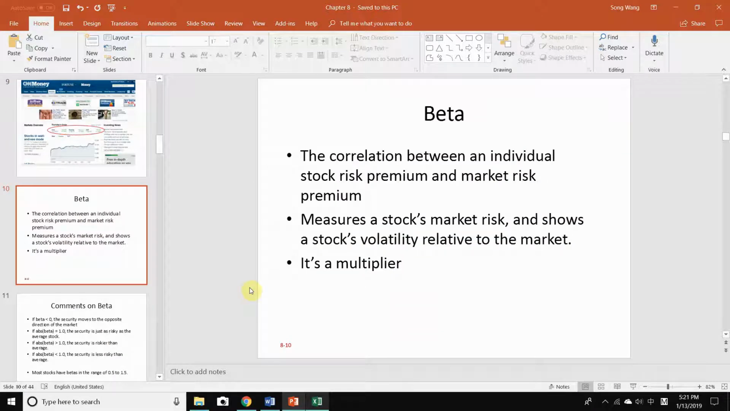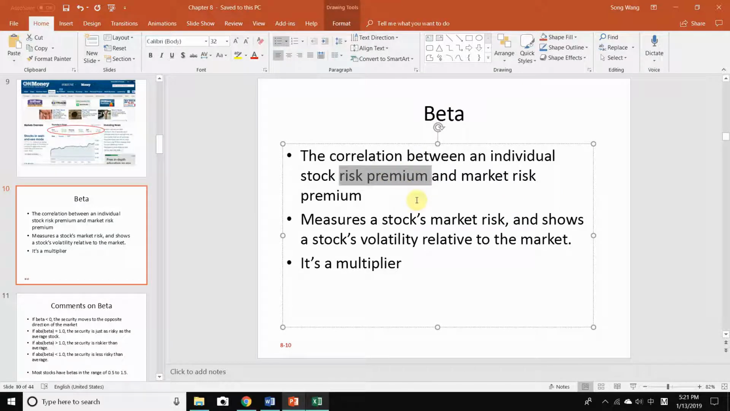So let me just briefly introduce this beta. Actually, your entire Excel project, I think it's Project 5 or 4, is based on estimating beta. So beta is the correlation between the individual stock risk premium and the market risk premium. Again, risk premium is the return excluding the risk-free rate. The beta basically measures a stock's market risk, so the portion of a stock's risk that is in relationship with the market risk. That we call the stock's market risk. And this beta shows you stock volatility relative to the market volatility. And it is a multiplier.